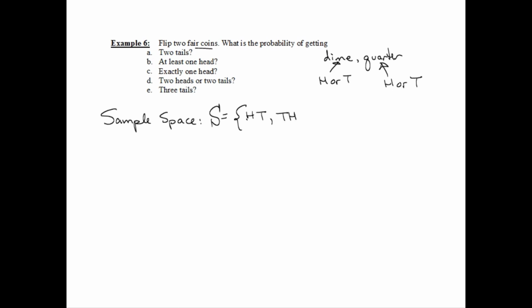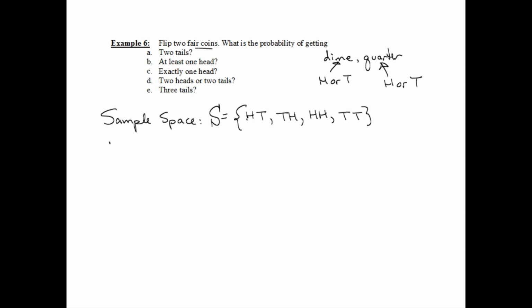and TH, and these are not the same. In other words, if we had 2 different coins, we would notice, okay, head on the dime, tail on the quarter, tail on the dime, head on the quarter. These are not the same possibility. So both of these need to be listed in our sample space. What else could happen? We could get heads on both coins, or we could get tails on both coins. Are there any other possibilities? That's pretty much it, right? That's our sample space. So we want to write down probabilities for each of these.